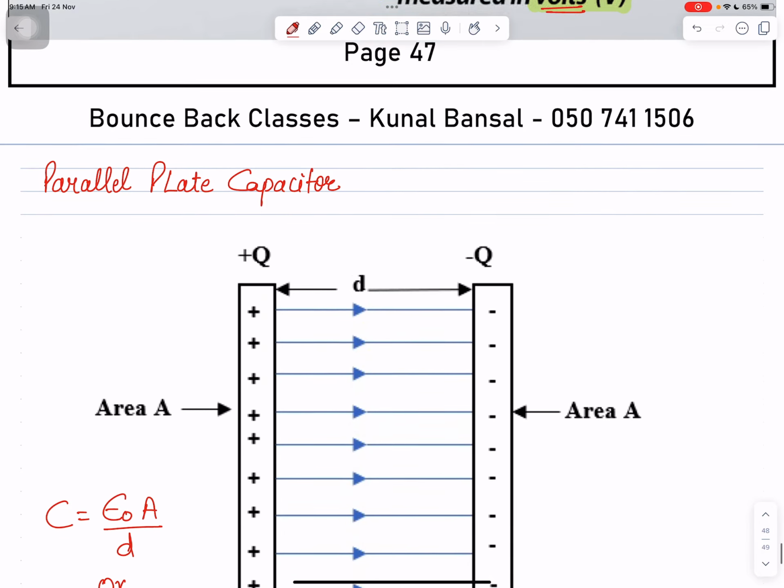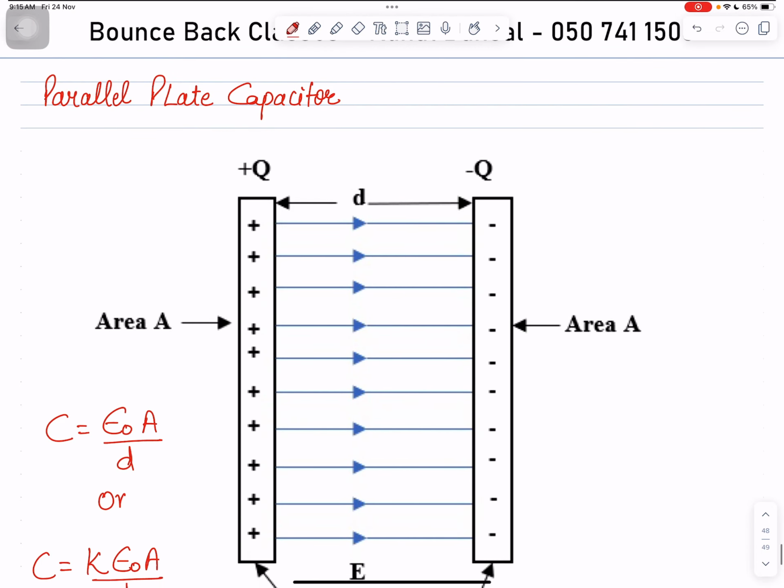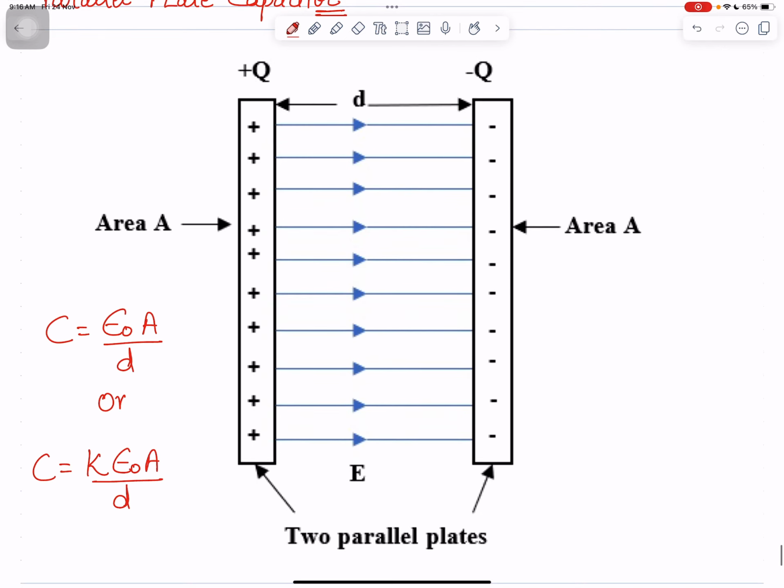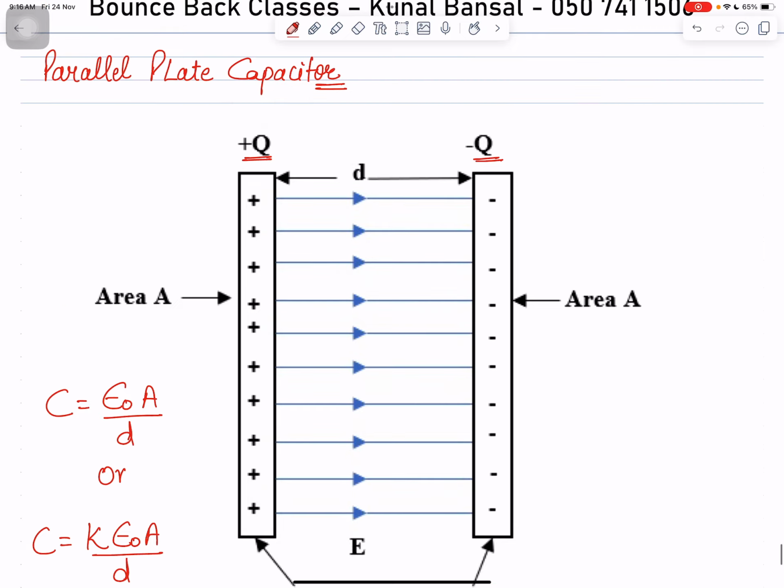Now guys, what exactly do we need to understand? We need to understand the parallel plate capacitor and the factors affecting it. You can see in the diagram, this is the parallel plate capacitor. The first plate has positive charge, the second plate has negative charge. And I already explained in a number of videos that the electric line of force always moves from positive to negative. Here is your electric field. And this is the first point.